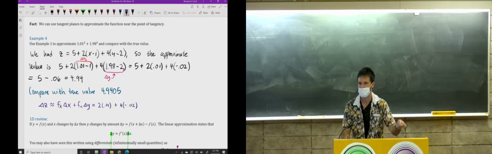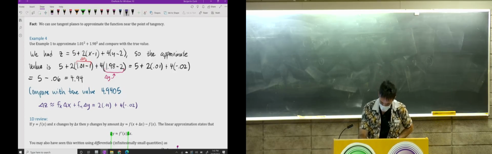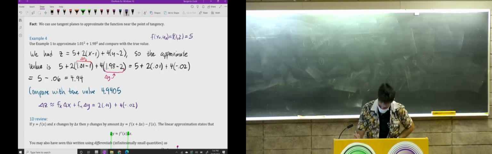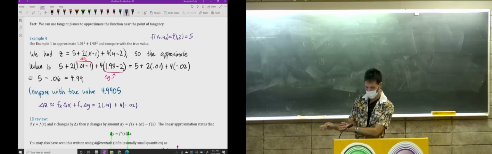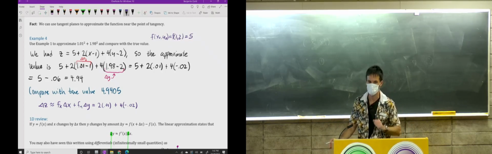So what did we approximate the change in z by here? Initially, it was 5. Like f of x naught, y naught was 5. We moved over a little bit to a new point. How much did the function change by?